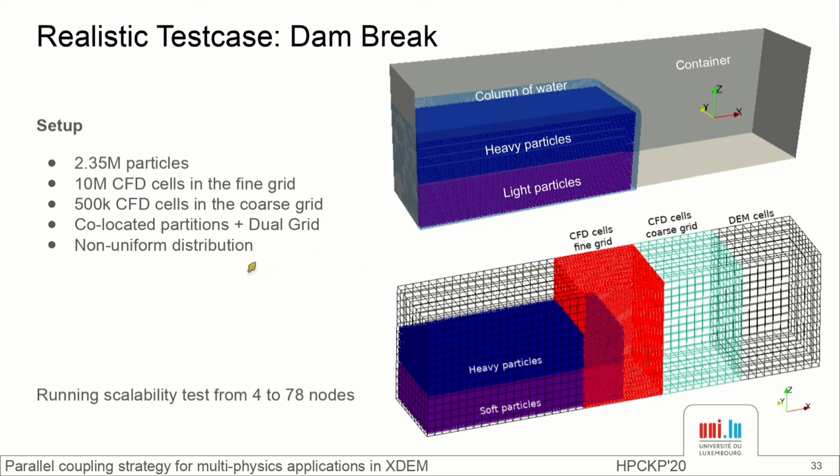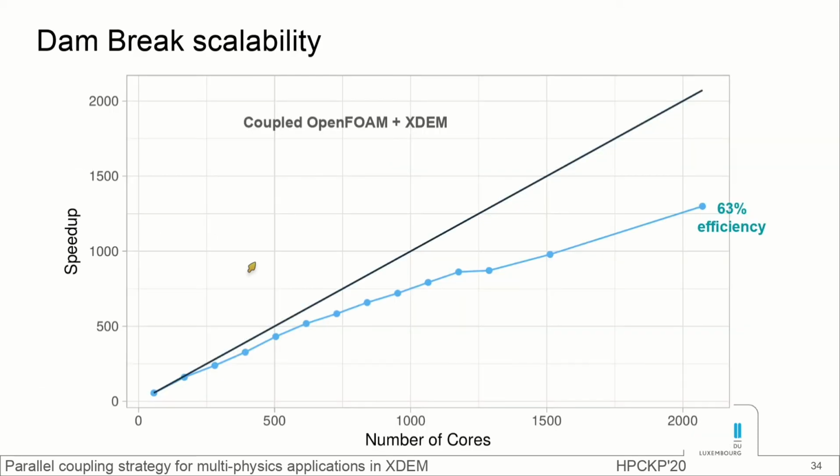And now we will run the scalability test from 4 nodes to 78 nodes. This is the result of the simulation, the speedup, and it scales quite well until 1050 cores, and after that the efficiency is a bit lower, but still above 2000 cores, we have an efficiency of 63%, which is still quite good for the complexity of this combination of software.